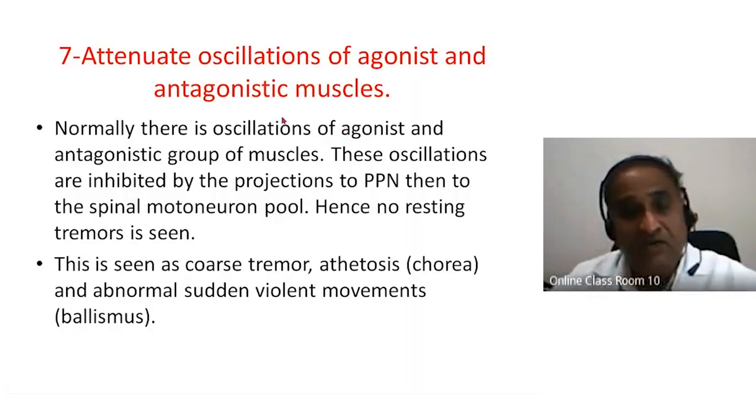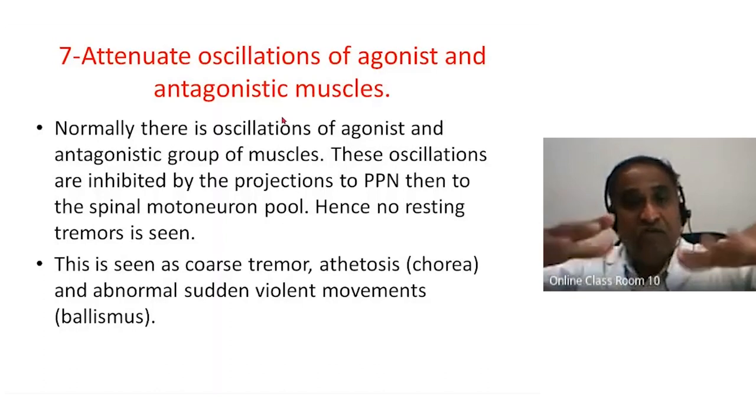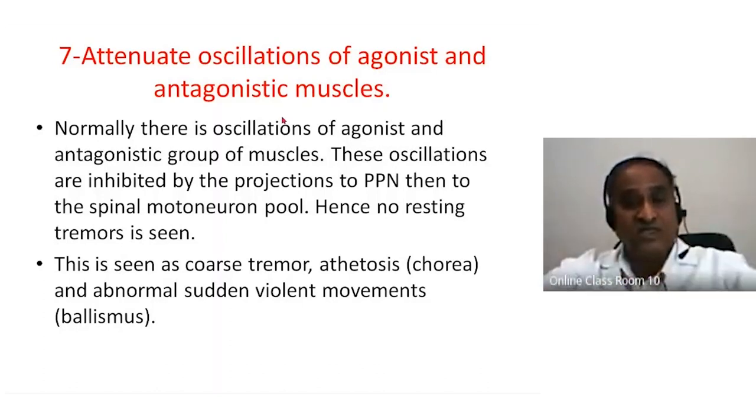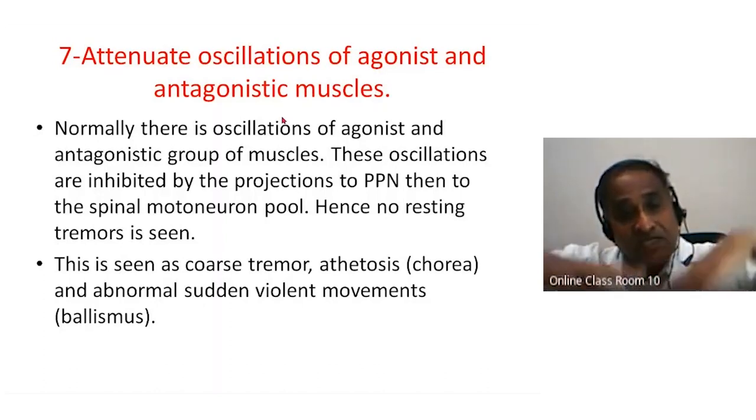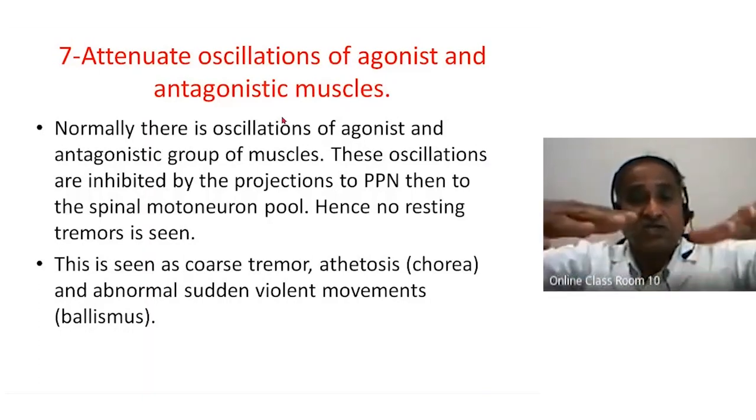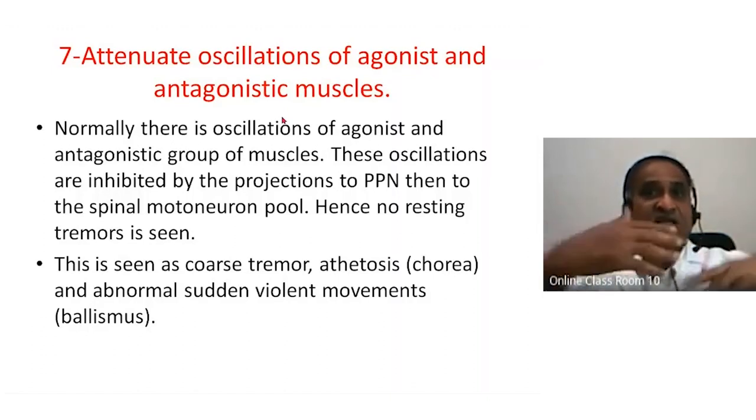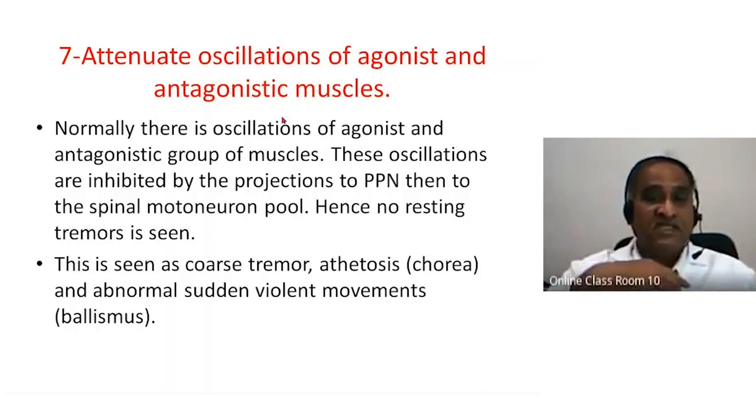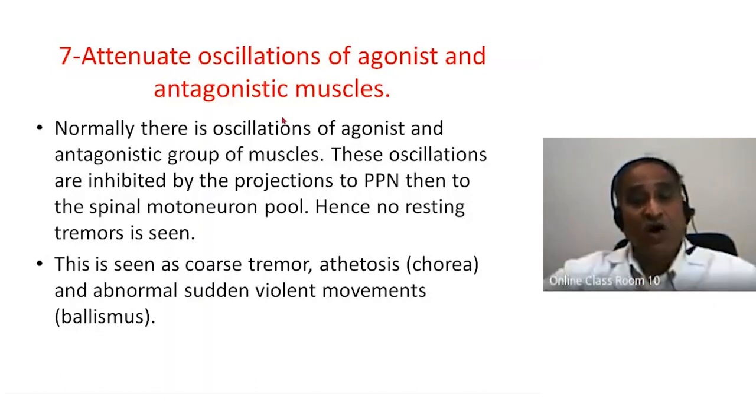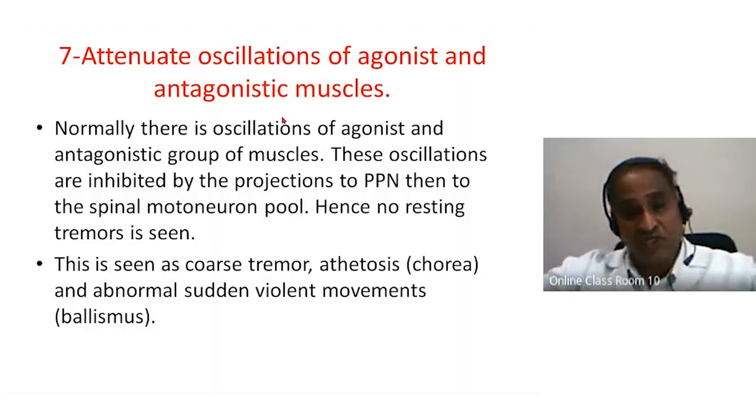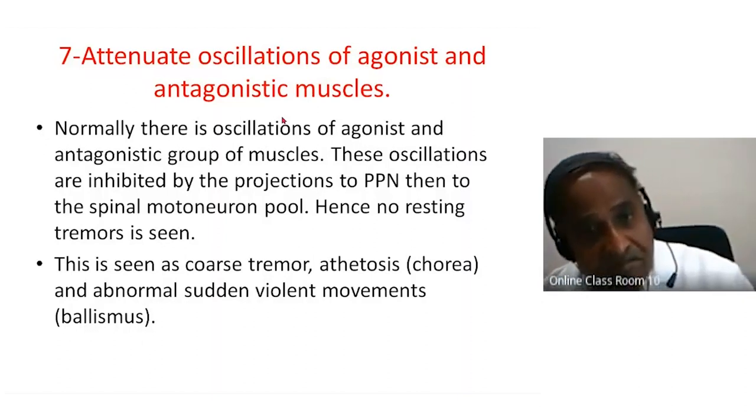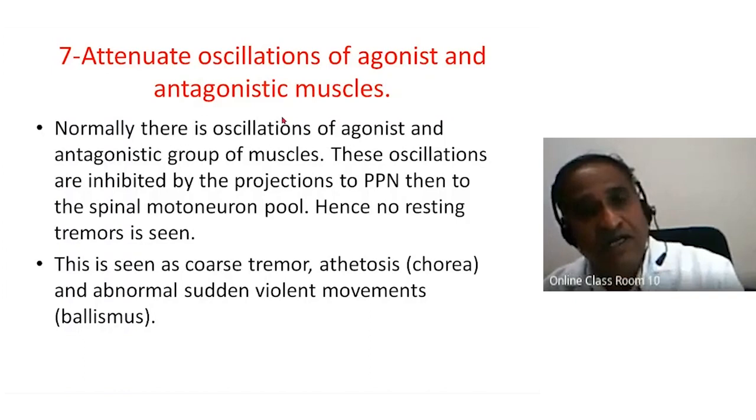In the beginning, when you are trying to learn an action, you will have more tremors, more of these oscillations. In the absence of input from the basal ganglia, you see these oscillations as a tremor, or writhing movements, as happens in the case of athetosis, or sudden violent motions, as happens in the case of ballismus. These are important because the basal ganglia attenuate the oscillations.